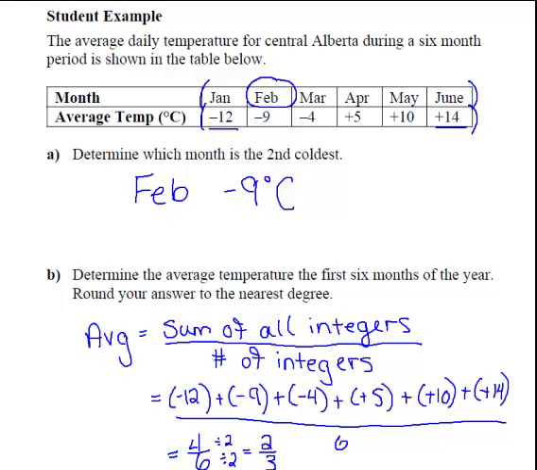2/3 is one of those fractions that you just need to know the equivalent decimal for. 2/3 is equivalent to 0.6 repeated. That bar means repeated. They ask us to round to the nearest degree. 0.6 is greater than 0.5, so it will round up to 1 degree Celsius. Please make sure to always include your units in your final answer.